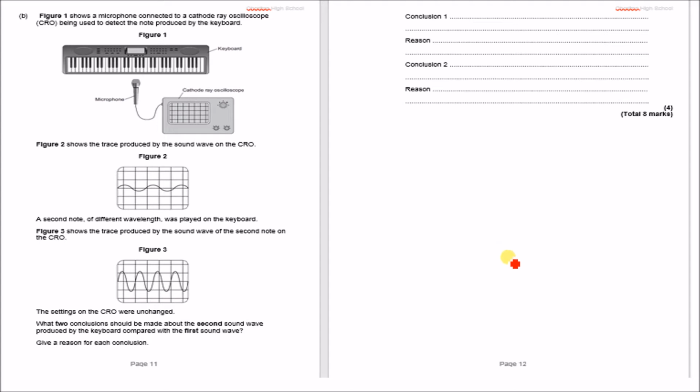Right, the last question talks about a microphone connected to an oscilloscope. Now remember, an oscilloscope is one of these machines that transforms any electrical impulse into a wave. So we're getting this wavefront on a screen, and the wavefronts look like this. The first note you can clearly see has quite a low wave, so that means the amplitude is low, and here the amplitude is higher. So that's what we can see from the picture.